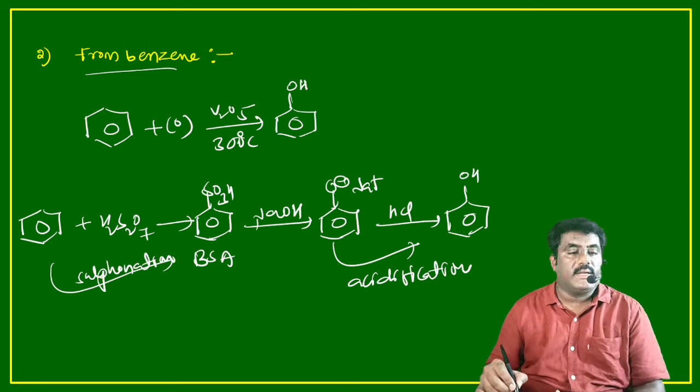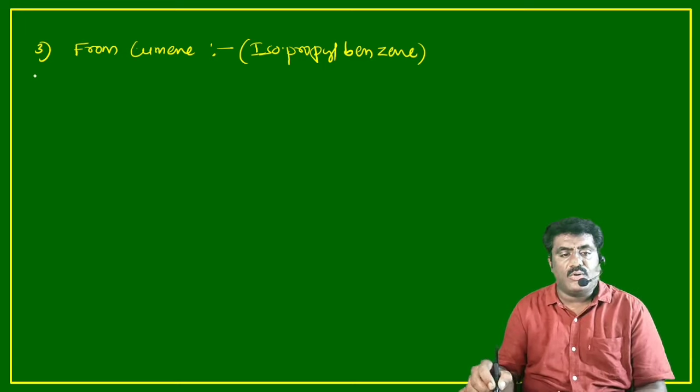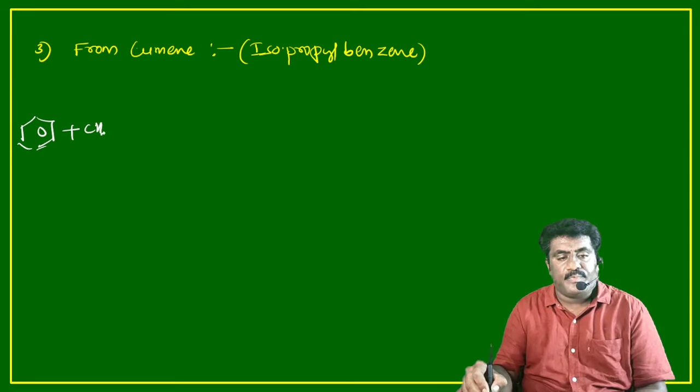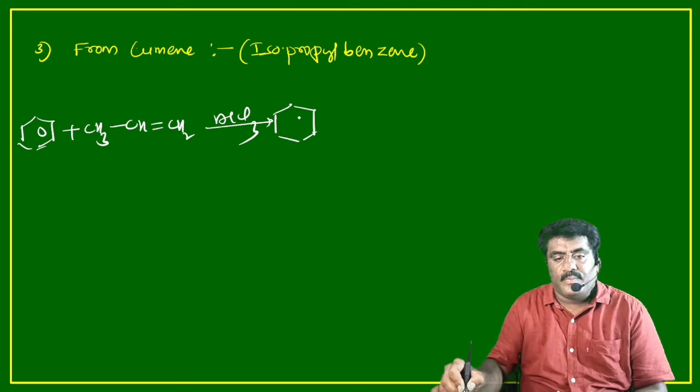Let's move on. Next method, from cumene. Cumene means isopropyl benzene. So how do we form isopropyl benzene? Benzene in presence of propene and AlCl3 gives isopropyl benzene.